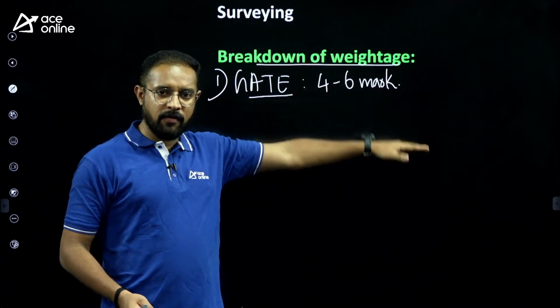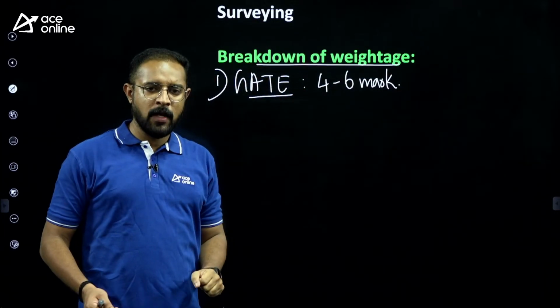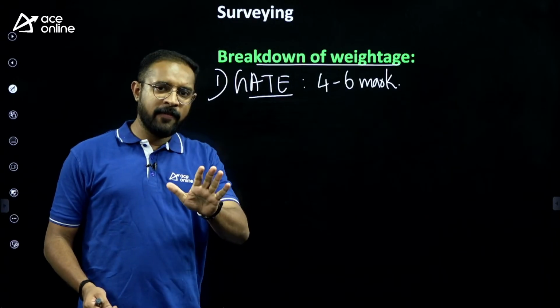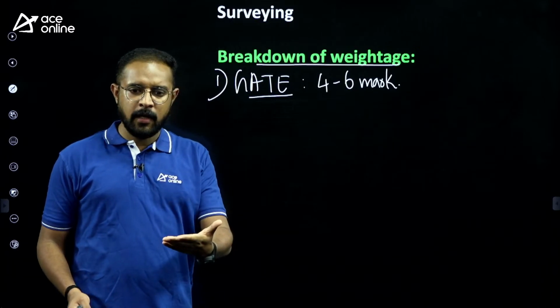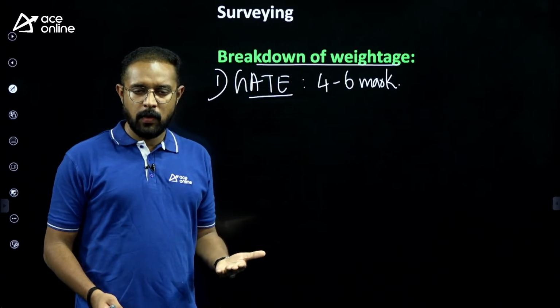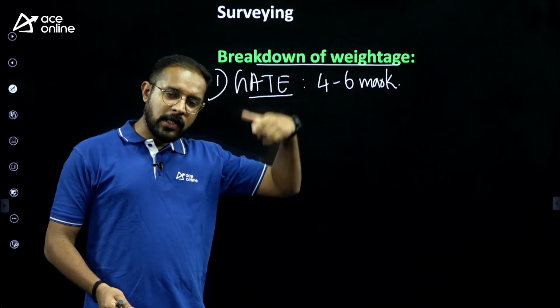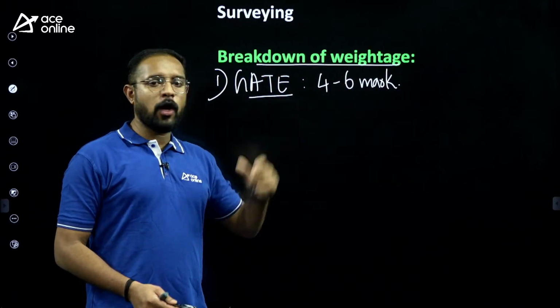If you just go through the heavyweights, the first 5 major topics in surveying, definitely you will get around 65 plus marks. But that 65 plus marks does not guarantee that you will get into a PSU. So you need to push yourself to more than 75 plus marks. For that, you need topics like this.